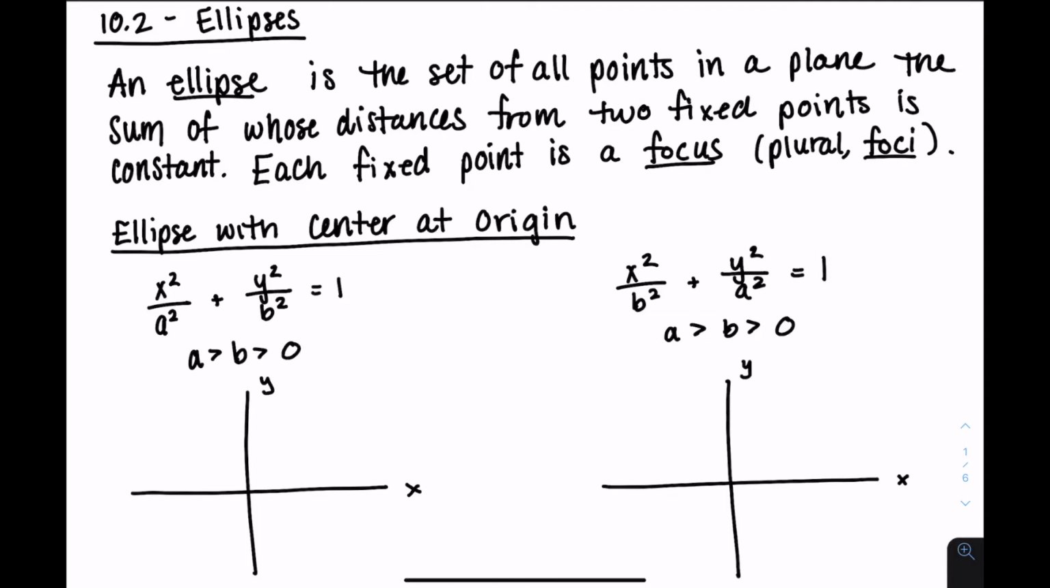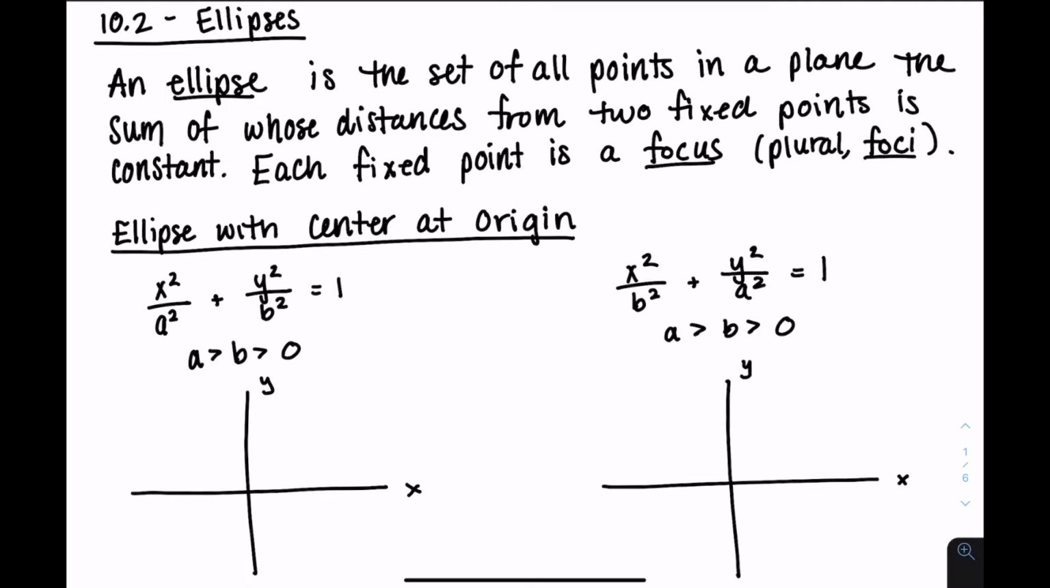So now we're going to learn about ellipses, and we've already dealt with circles a good bit, and really a circle is just a very special form of an ellipse. So our formal definition tells us the ellipse is formed by taking the set of all points in a plane, the sum of whose distance from two fixed points is constant. Each of those fixed points is called a focus, and in plural you can pronounce them as foci.